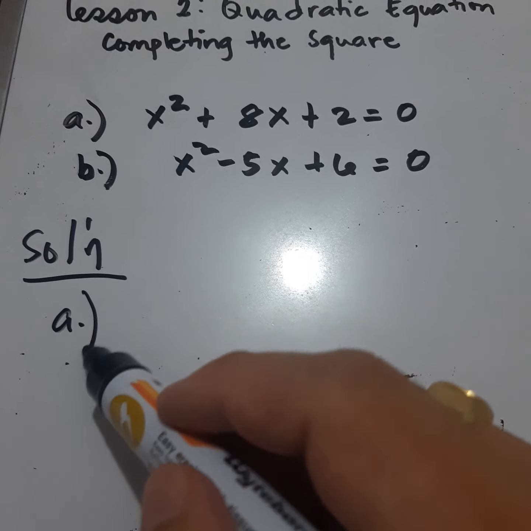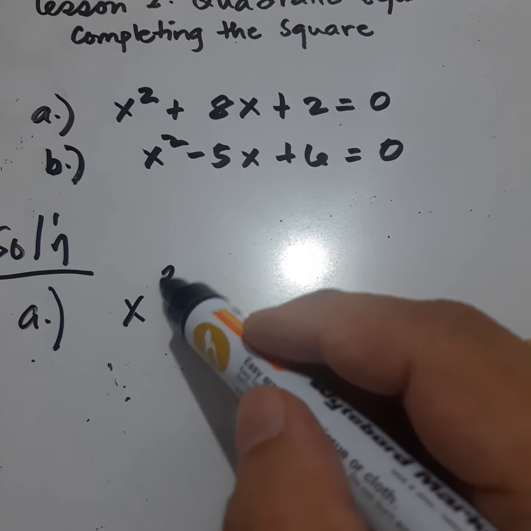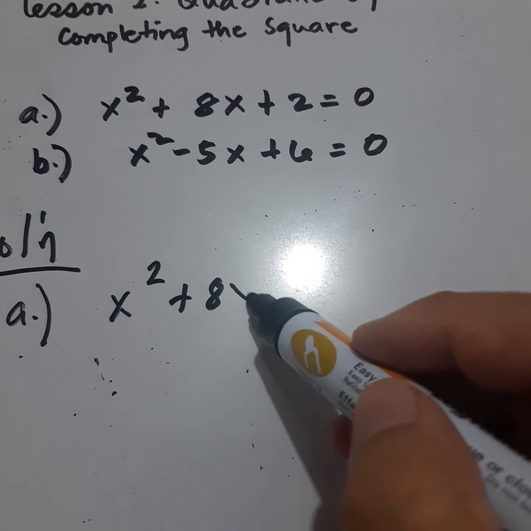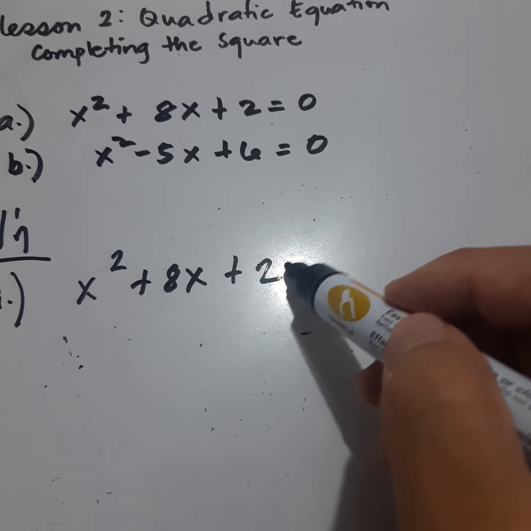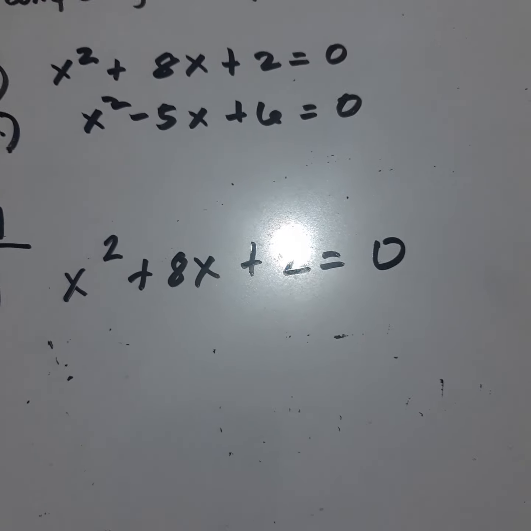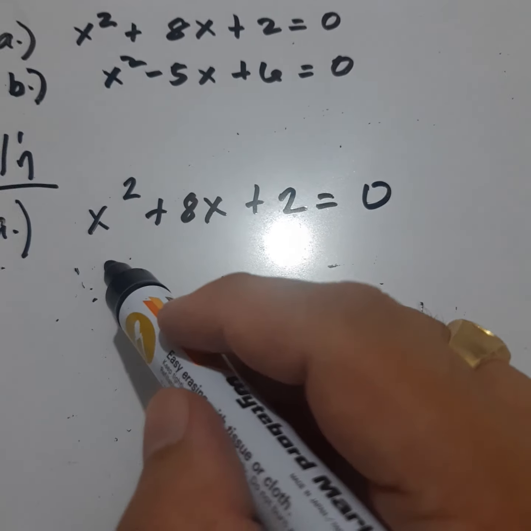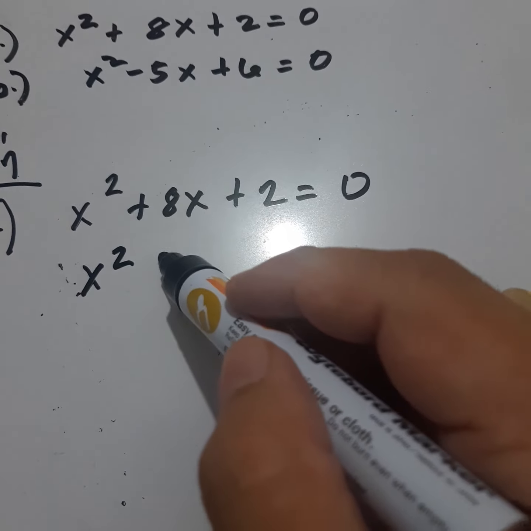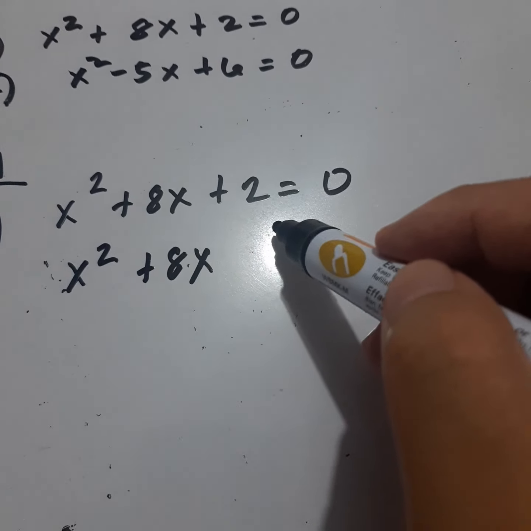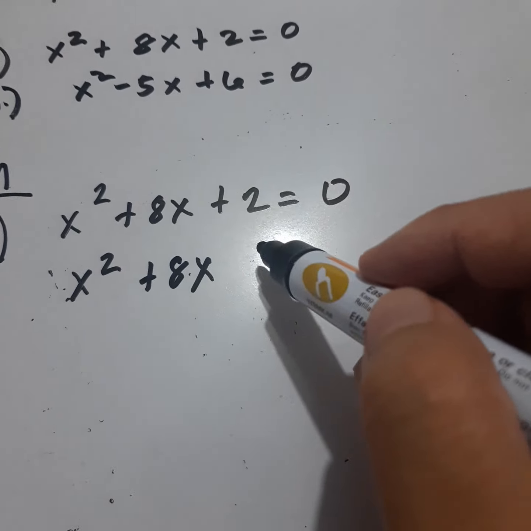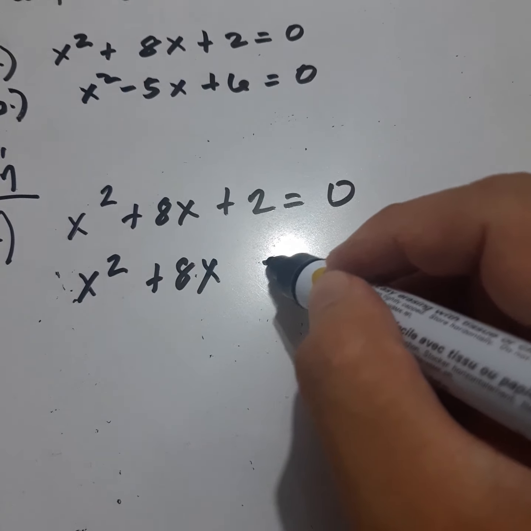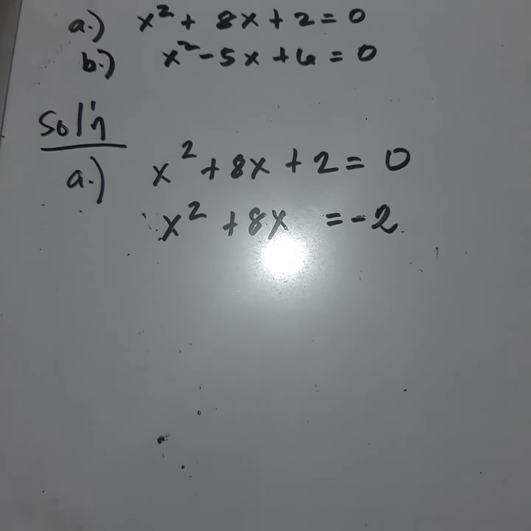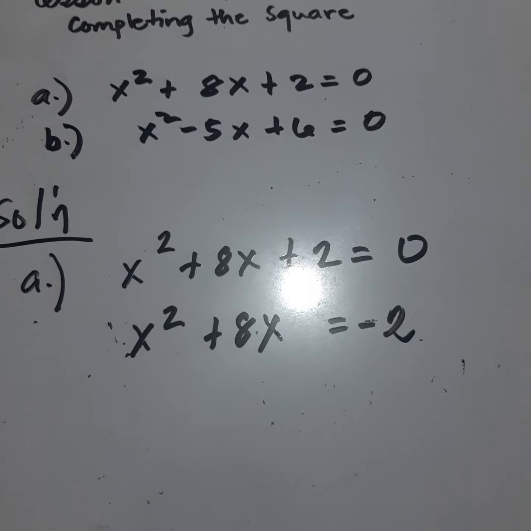So, start muna tayo sa first equation, which is x squared plus 8x plus 2 equals 0. The first thing to do is to transpose the 2. Transpose natin yung positive 2, so this will become x squared plus 8x equals negative 2. So, bakit natin siya kailangan i-transpose?